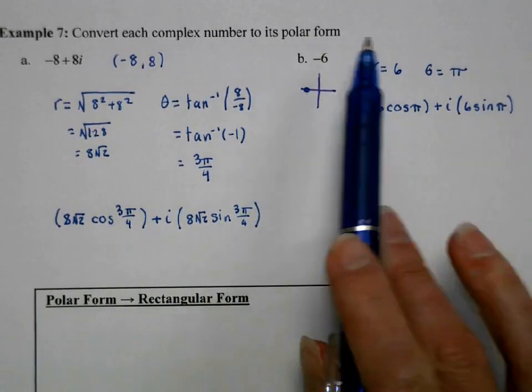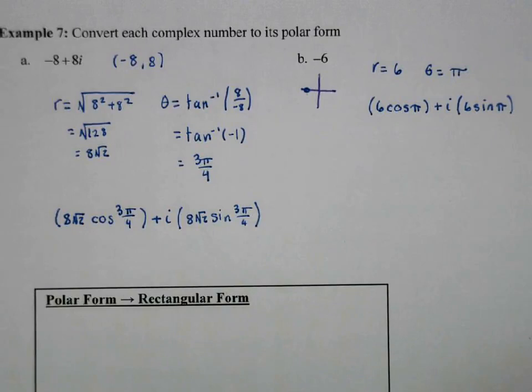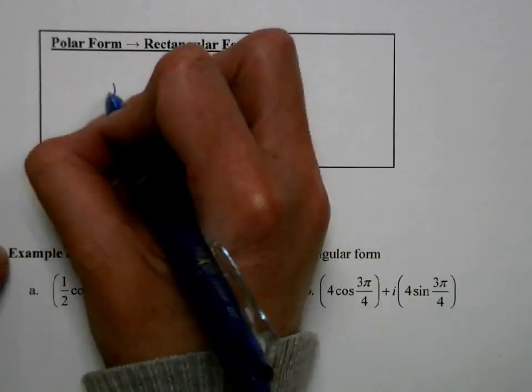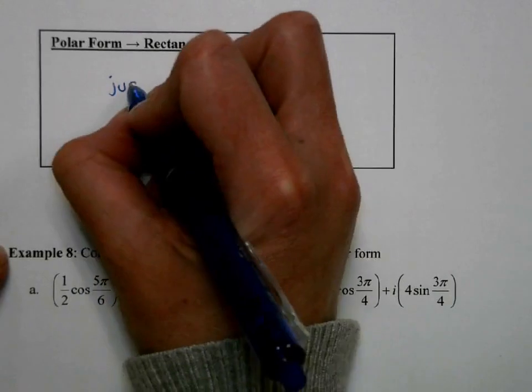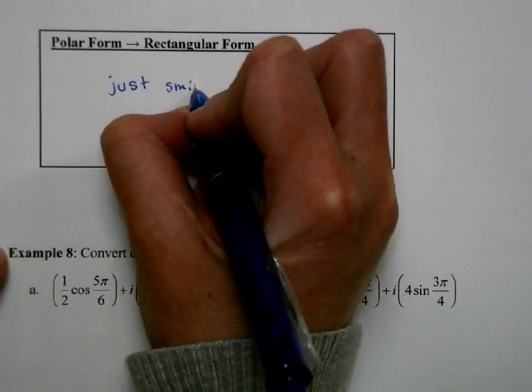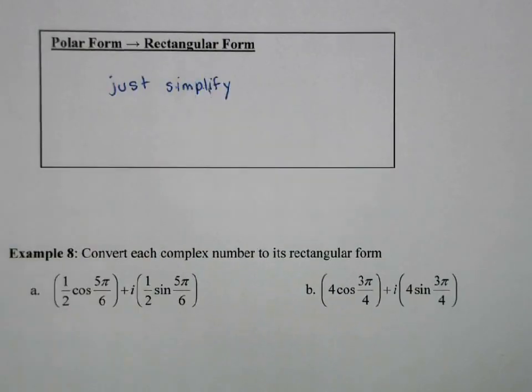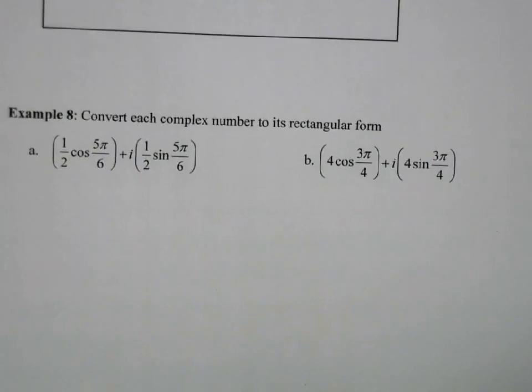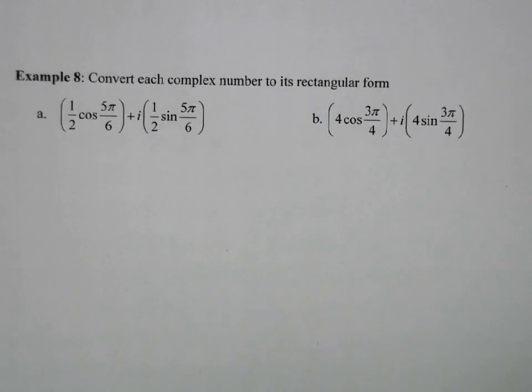All right, and here's the good news. Going from polar form to rectangular form, super easy. I'm not even doing a formula. Just simplify. Okay, so I've got our fun-looking complex numbers that are written in their polar form. So to convert, we're just going to do this calculation. It feels kind of awkward that this is what it looks like, but that's the structure of the polar form.